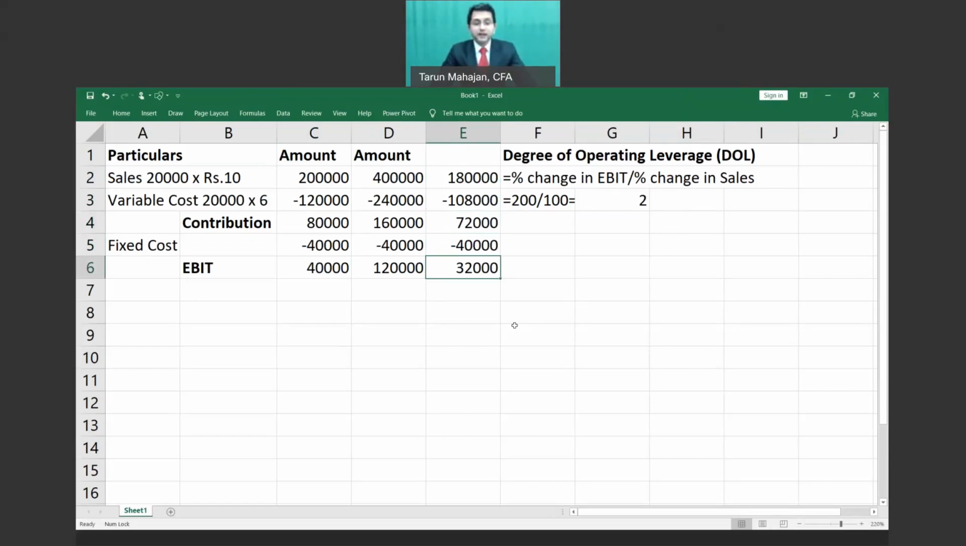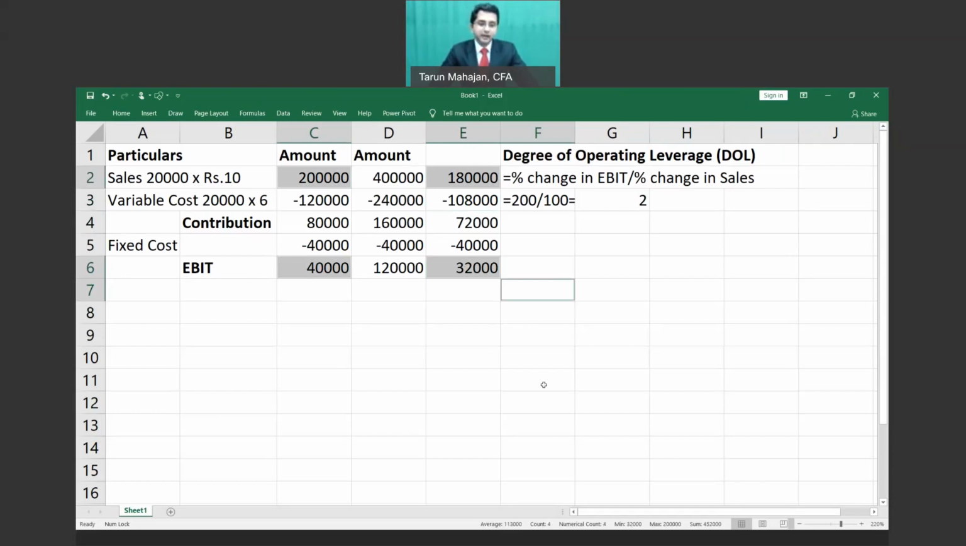And profit actually reduced by 8,000 rupees on the base of 40,000 rupees. That is a 20% downfall. See, this 10% downfall in sales is causing a 20% downfall in EBIT. So moral of the story is, from the current level of sales, whatever change you make in sales, EBIT will change by double the percent.